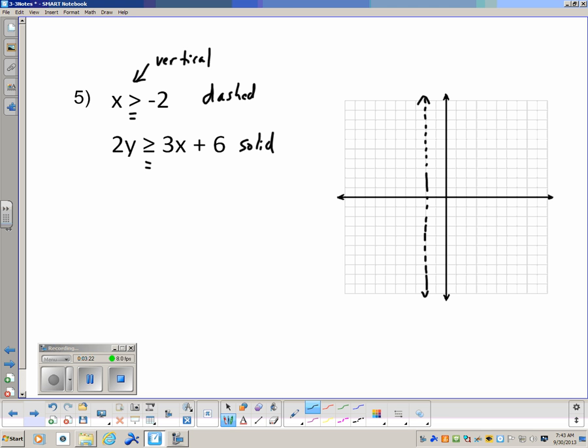And then I got to decide where I'm going to shade in. I'm going to pick the point 0, 0. So is 0 greater than negative 2? Yes, 0 is greater than negative 2. So I'm going to shade on the side where 0, 0 is.